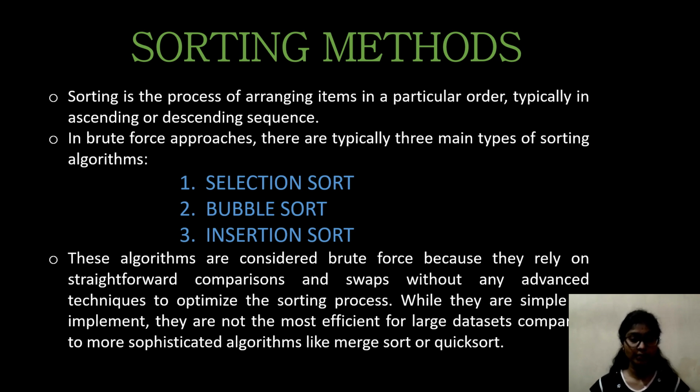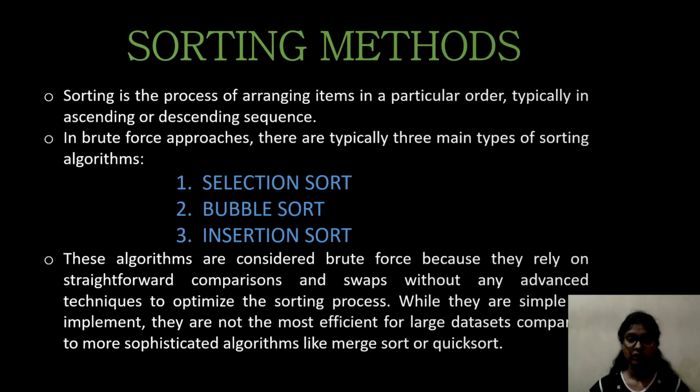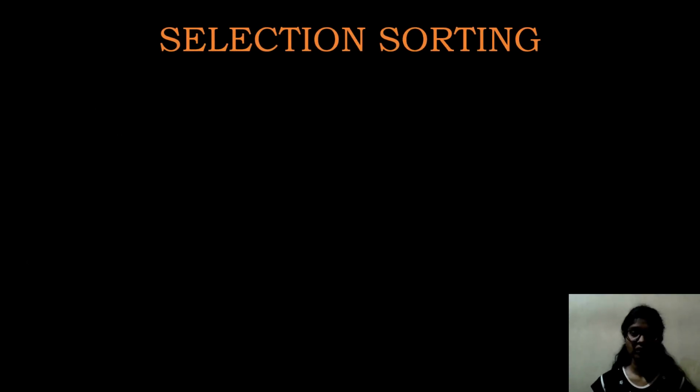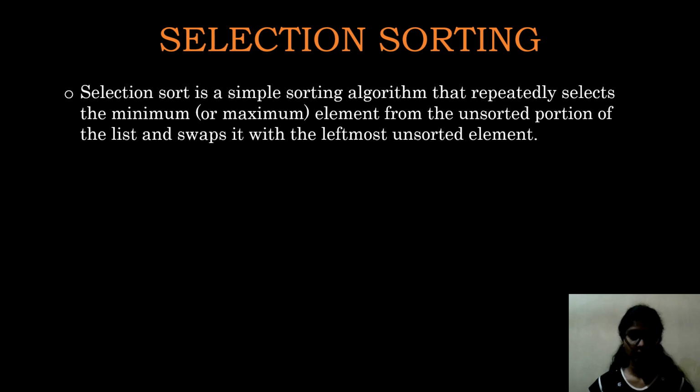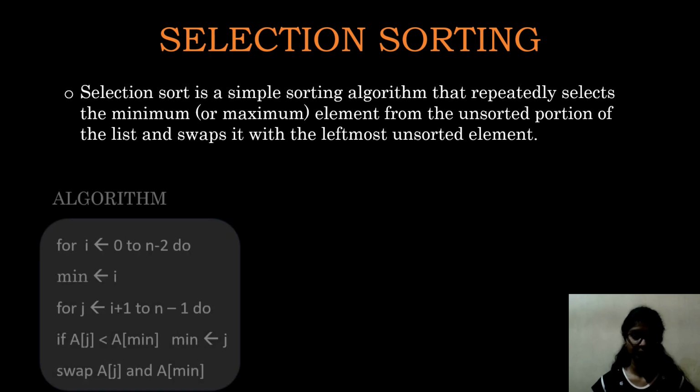While they are simple to implement, they are not the most efficient for large data sets compared to more sophisticated algorithms like merge sort or quicksort. Let's see what selection sorting is. Selection sort is a simple sorting algorithm that repeatedly selects the minimum or maximum element from the unsorted portion of the list and swaps it with the leftmost unsorted element.